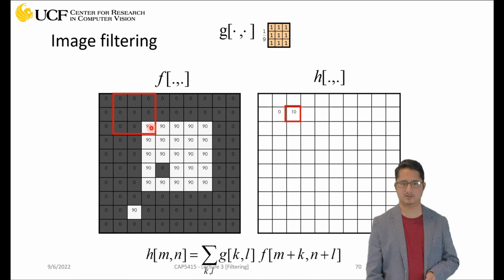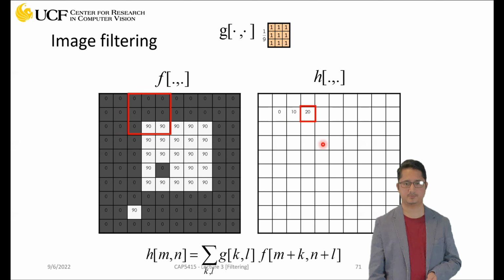And here you can see all of these are 0. This is 90. So if you take the average, it's going to give you 10, because all the other locations in the filter will become 0. Only this will give you 90, and if you divide that by 9, that's going to give you 10. And you can keep doing that for all the locations. I'm not going to go through all of that.